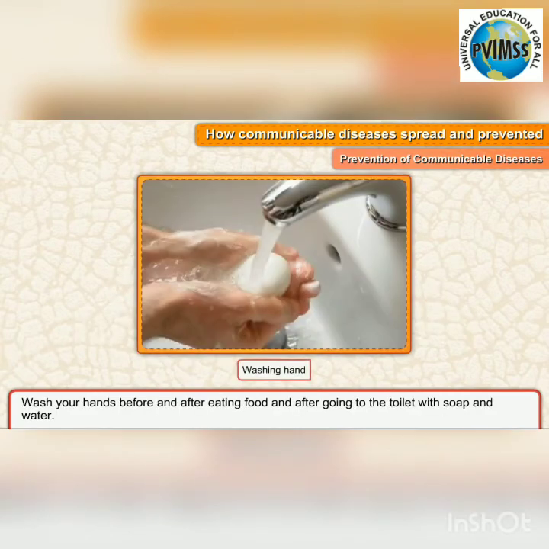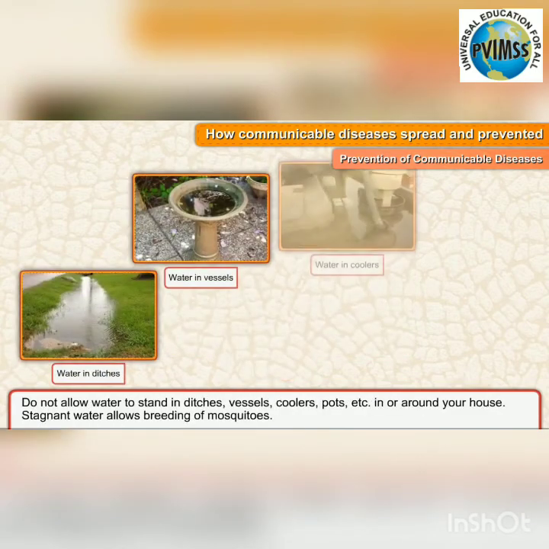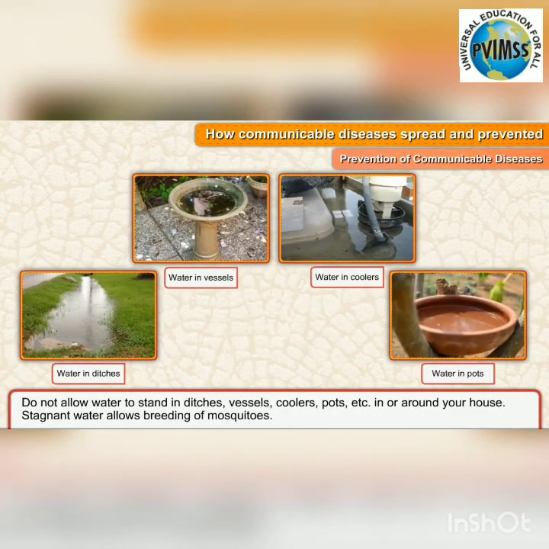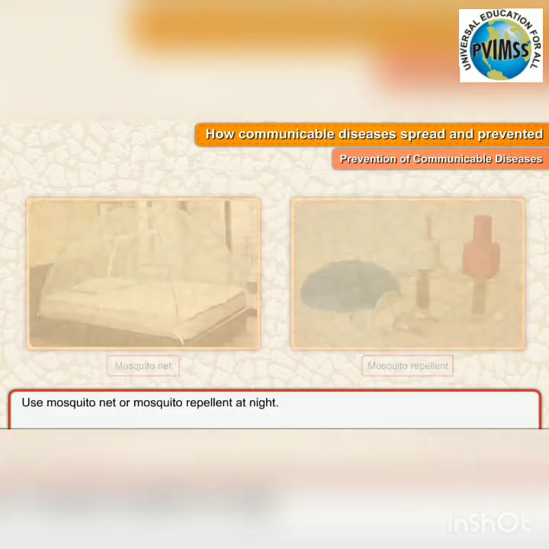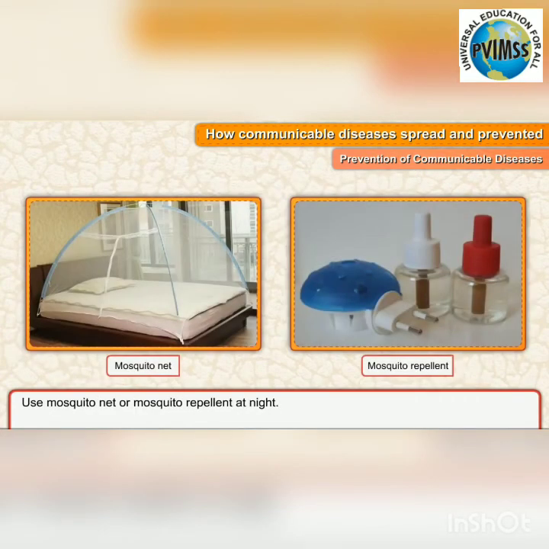Wash your hands with soap and water before and after eating food and after going to the toilet. Do not allow water to stand in dishes, vessels, coolers, pots, etc., or around your house. Stagnant water allows breeding of mosquitoes. Use a mosquito net or mosquito repellent at home.